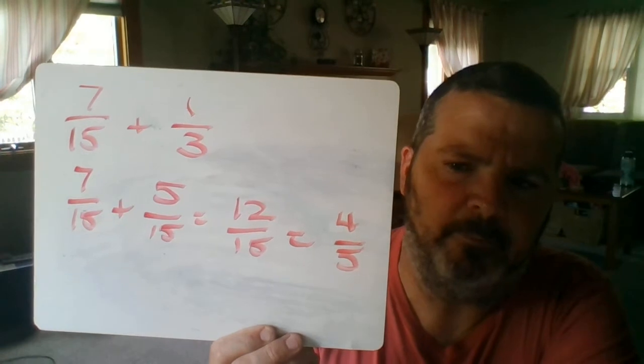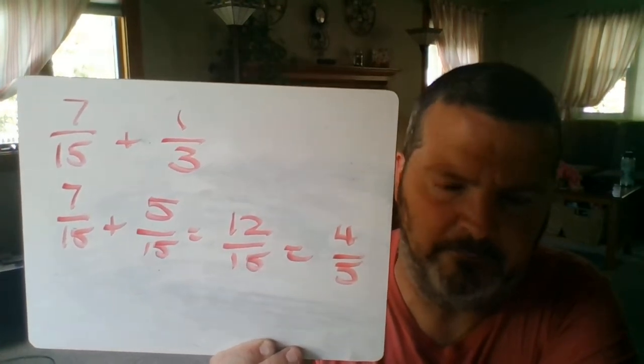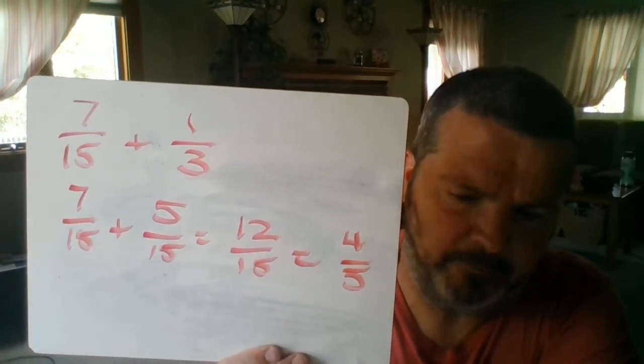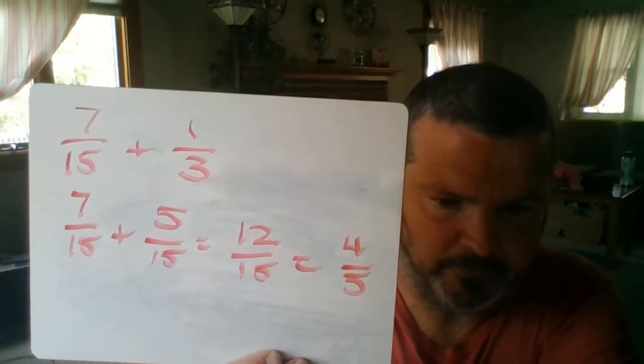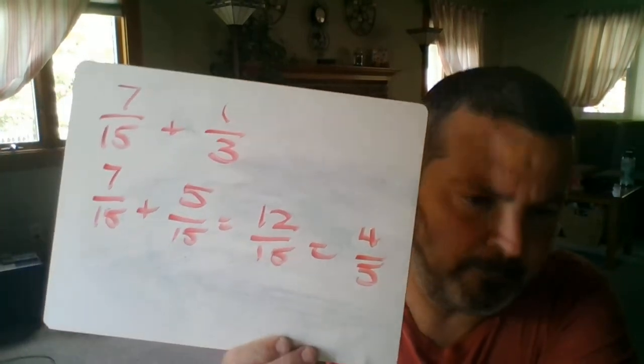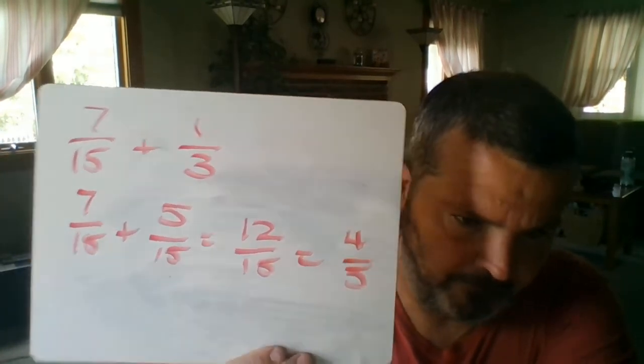But let's say we have the problem 7/15 plus 1/3. Well, obviously we have to get it with like denominators first. So we had 7/15 plus 5/15, we'd get 12/15. All right, 12/15 reduces down to 4/5. Make sure your fractions are in lowest terms. Otherwise, it'll mark you wrong.